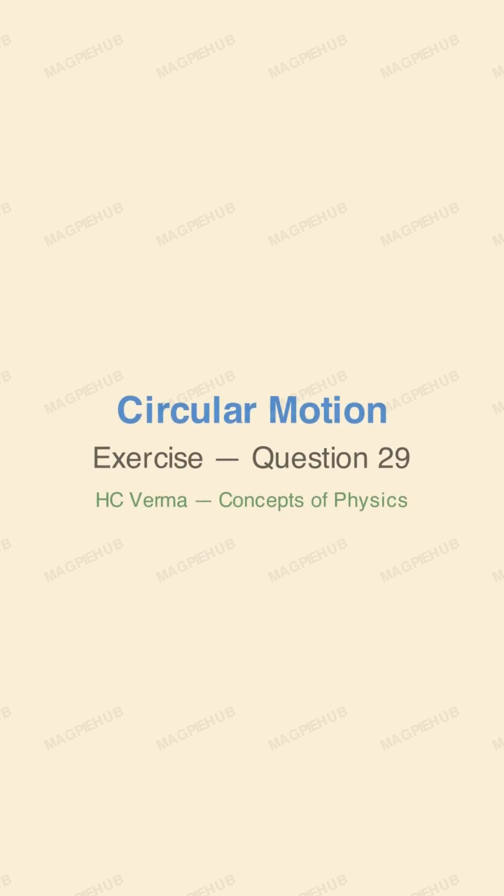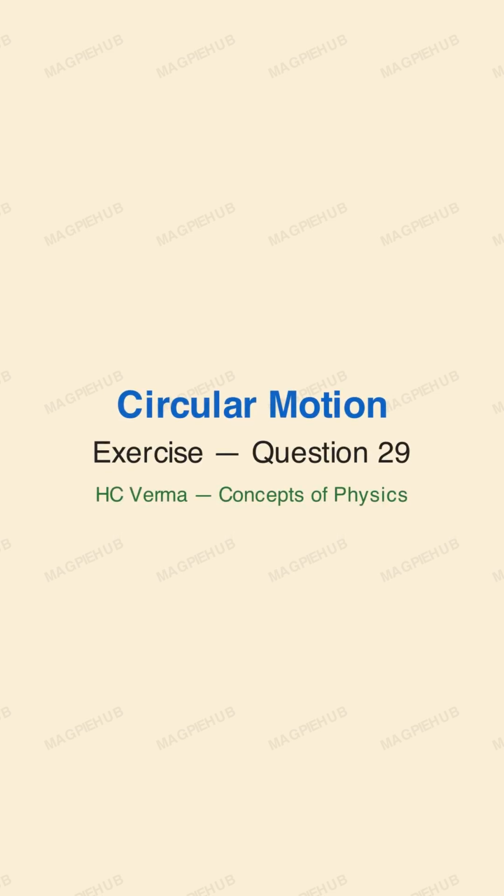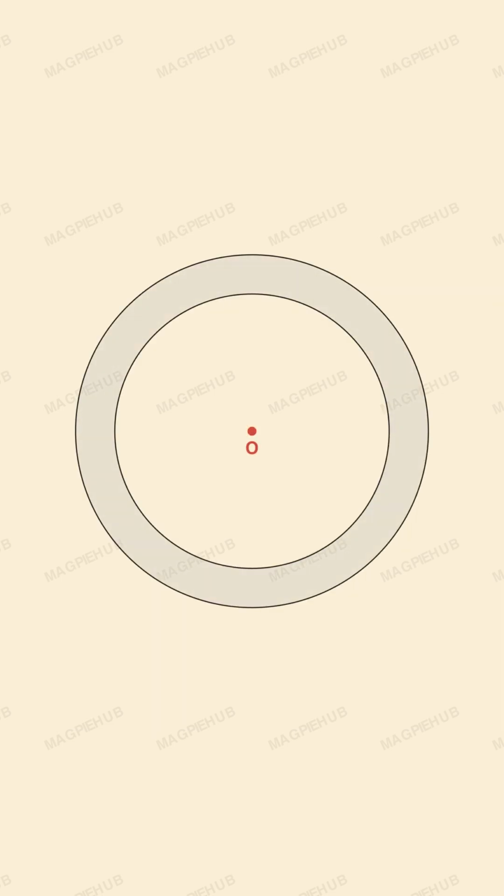Circular motion, exercise question 29, from H.C. Verma. Here is the top-down view of the circular road. The car moves along a circular path of radius r equal to 50 meters. Inside the car, a plate is fixed perpendicular to the radius. A small block of mass 100 grams rests against this plate.